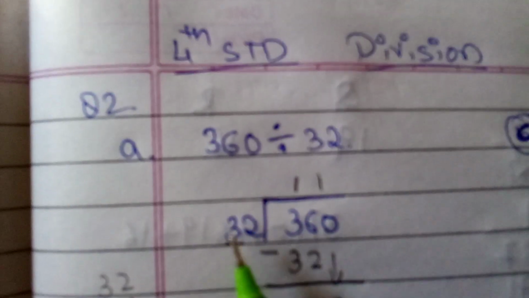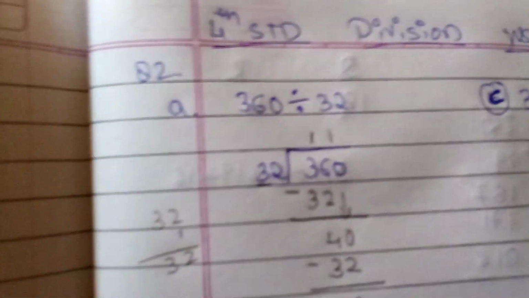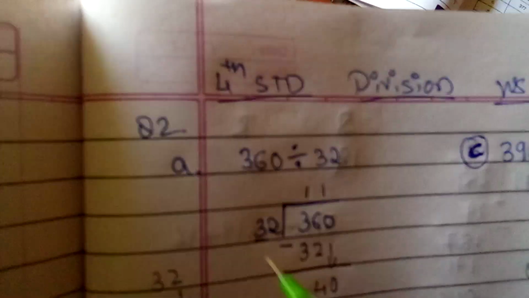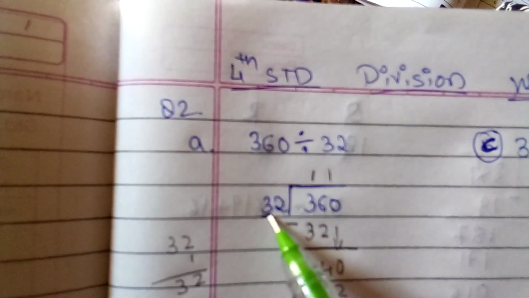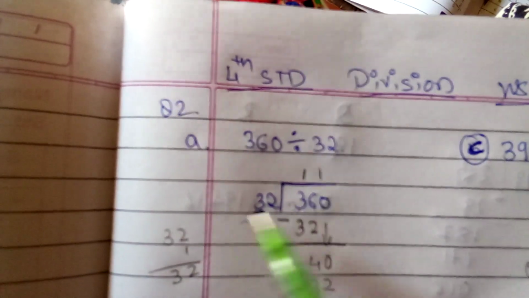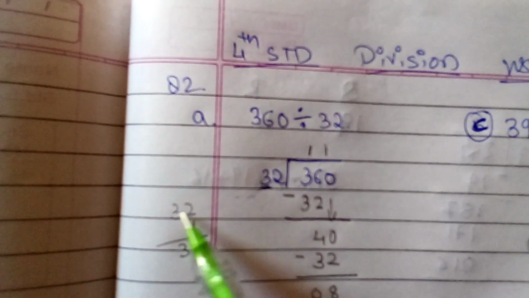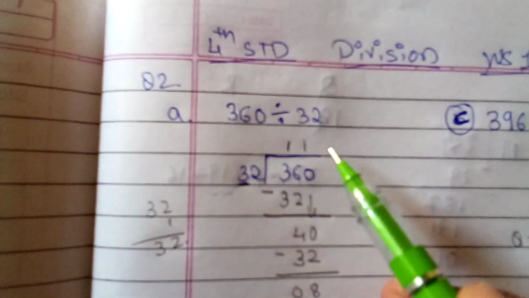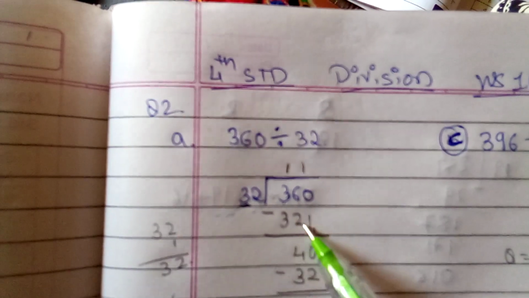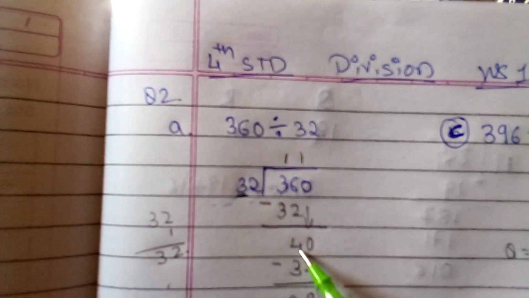Now what you have to do, you should write it like this: 32 divided by 360. You don't know the 32 table, so you should see the 3 table first. In the 3 table, 3 ones are 3, no? So 32 ones are 32 itself. 32 is smaller than 36, no? So you should divide: 32 ones are 32. When you subtract 36 minus 32, your answer will come 4.